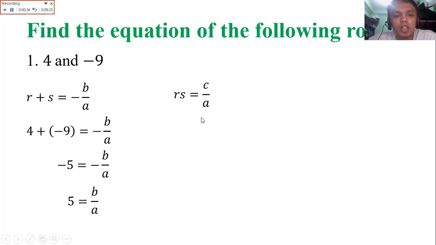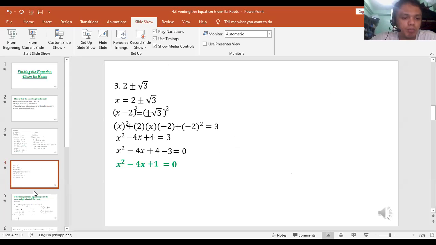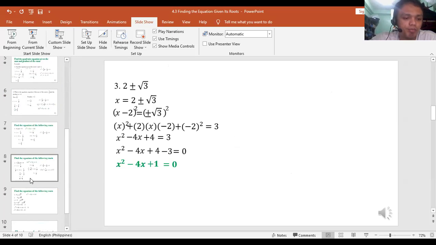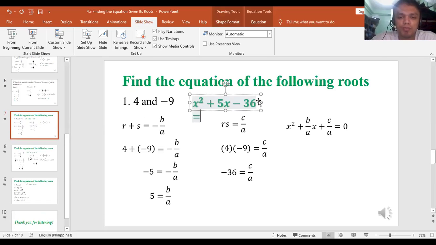Then for the product, we have 4 times negative 9. That is negative 36. Using this one, substitute x squared. Yung b over a mo palitan ng 5. Then copy yung x. Yung c over a mo palitan ng negative 36 equal to 0. So di ko lang nilagyan equal to 0 dito. Wait, I will put that one para clear sa inyo. Okay, equal to 0.